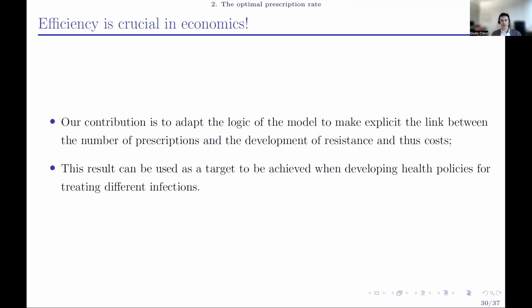As I said, connected to the cost estimations, it's also important because the cost estimation is what we call a positive approach. So we want to estimate the costs, but we can also have a normative approach. That means one in which we want to see what we can do, and what we can do basically is to find and suggest the optimal prescription rate, and we can use this number for policy making.